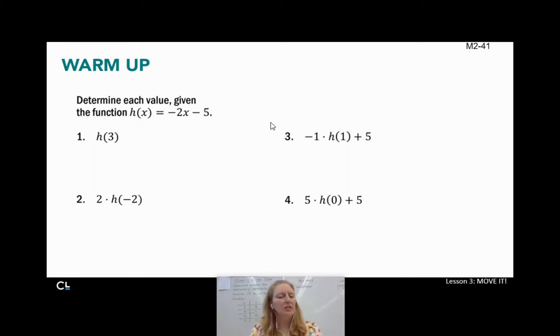So we are just going to kick it off with a warm-up. The first one's going to look familiar to you. The other ones might look a little different. It's okay. Don't panic. See what you can do with it. Have a little faith in yourself. Go ahead and see what you can do with this. Hit pause to work these out. Hit play when you're ready to check your work.